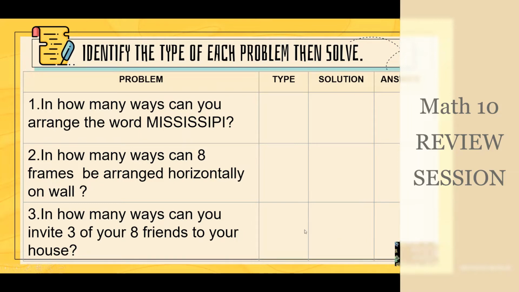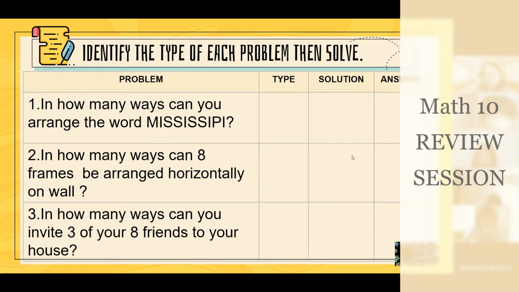Okay, time is up. That's for number 1. In how many ways can you arrange the word Mississippi? So there are 3 answers. Let me see if you solve. Where are the others? Why can't I see them? How many are you? 19 only. How about the others? Sayang.